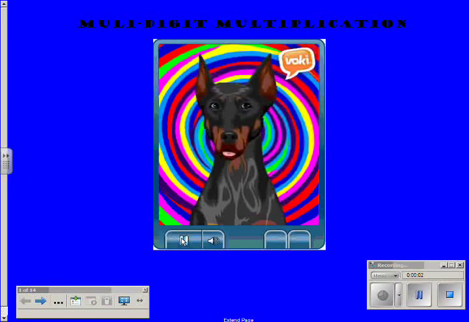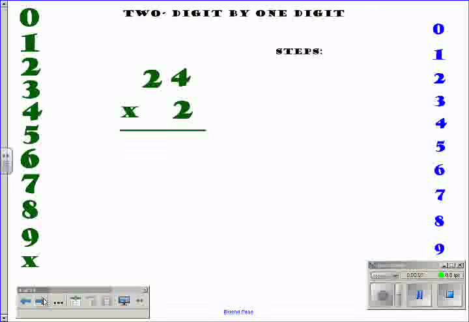Get your pencils ready. Let's multiply. All right, here we go. We are going to start working through different ways to do standard multiplication. We're going to start with a 2-digit by 1 digit.